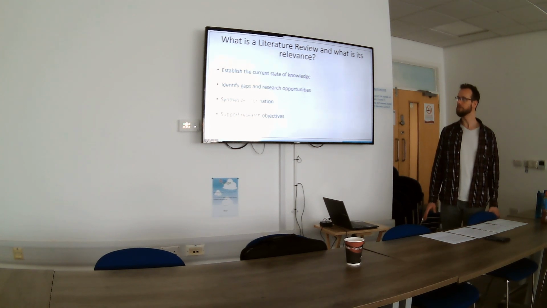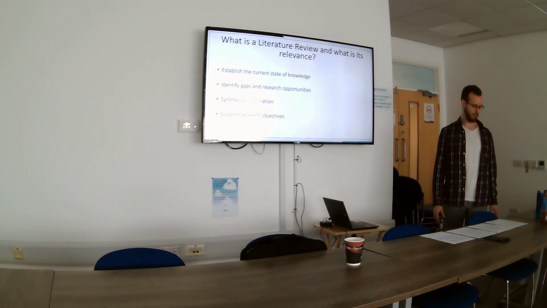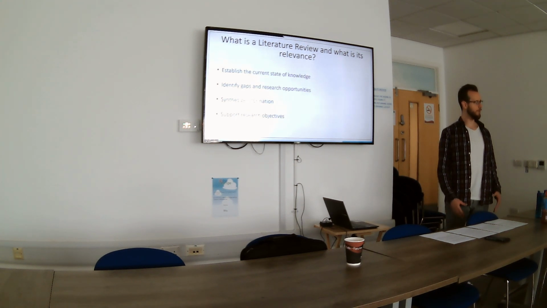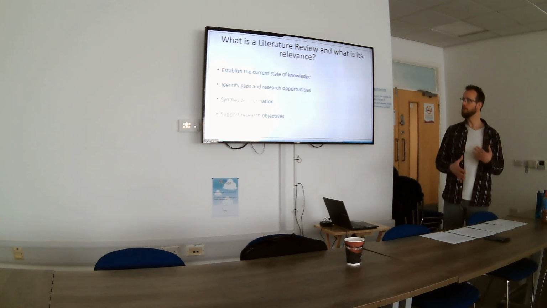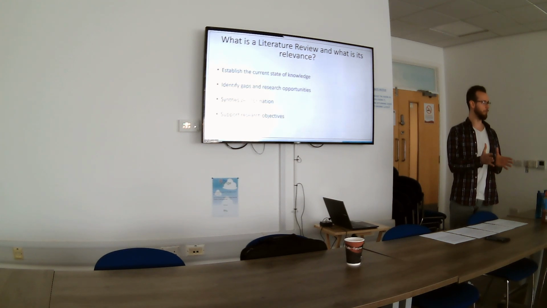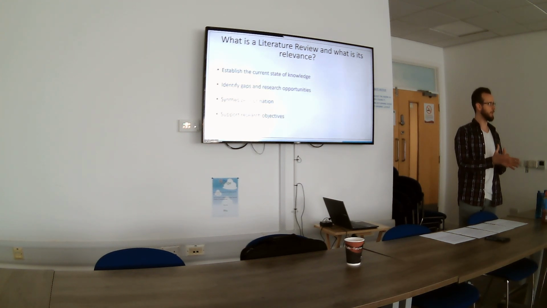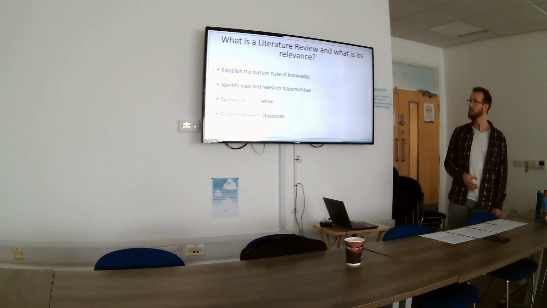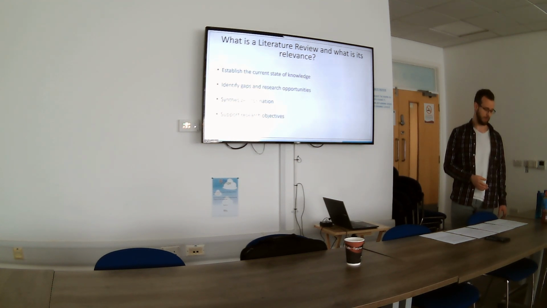So, what is a literature review and what is its relevance in this context? First of all, it establishes the current state of knowledge. It overviews existing research. By doing a literature review, we can see what is out there, what has been published before, and we can create a comprehensive work to demonstrate to others and create an overall view of the specific topic you are looking at.